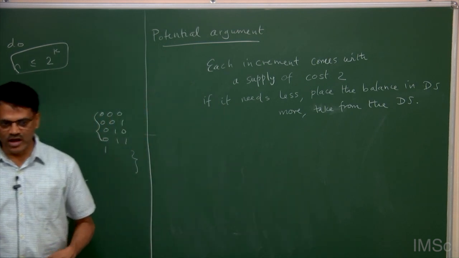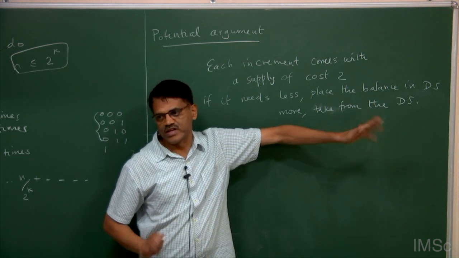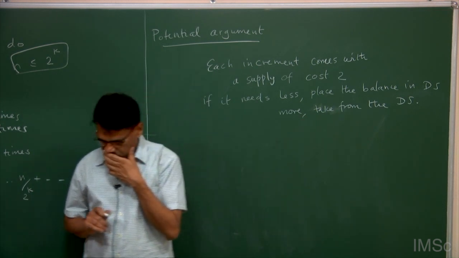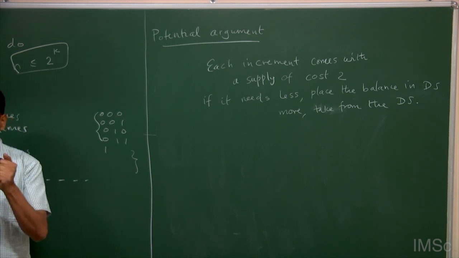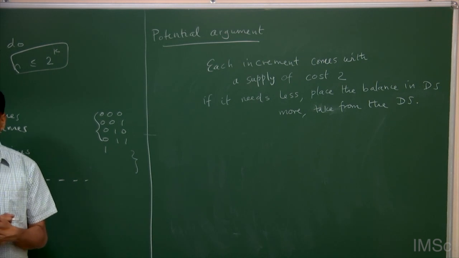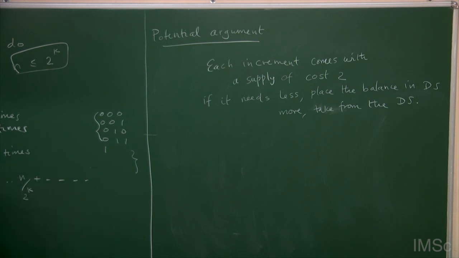So the question is, how much do I have to give each operation so that if it needs more, there is enough in the data structure? I claim that I'm going to give each increment operation a supply of 2 units, to pay for all the flips it's going to do, because the essential cost of the increment operation is the number of bit flips. So I'm giving it a cost of 2. The first increment starts from 0, 0, 0. It needs only 1, so it has an excess of 1, which it puts in the data structure.